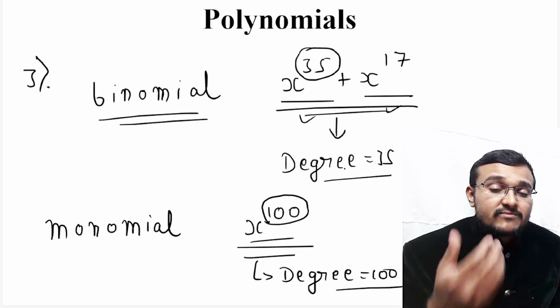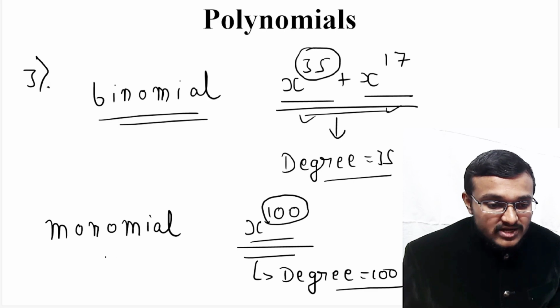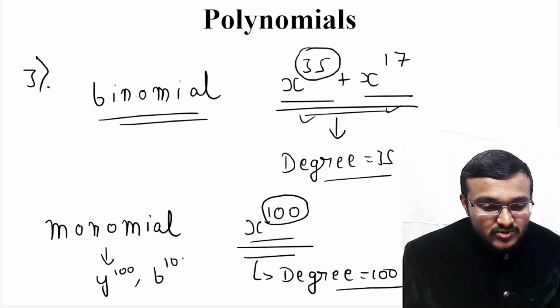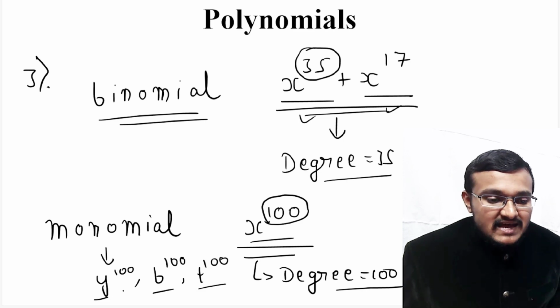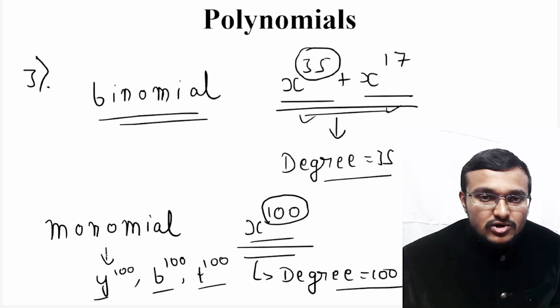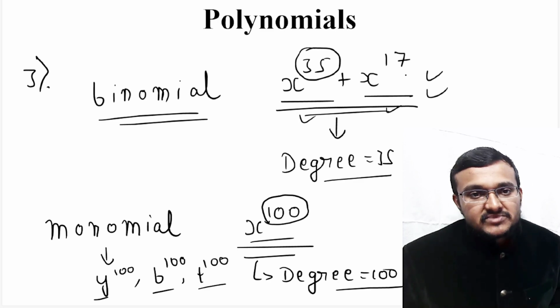So you can come up with more examples for this particular monomial. So now you can consider y power 100, or you can consider b power 100, or you can consider t power 100. So all these monomials have degree equal to 100. So here also you can come up with more and more examples.